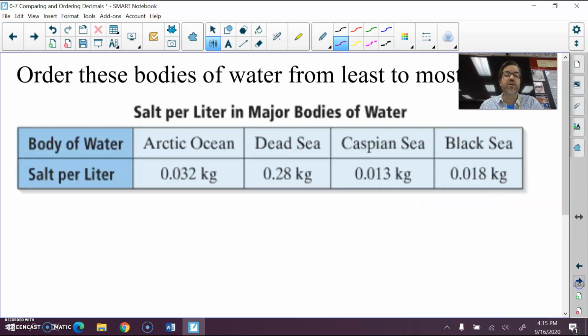Okay? Now, if you want to order several decimals, you can do it again the same way. Let's just go place by place, left to right. In the ones place, they all have 0 in them. So then I go to the right of the decimal point to the tenths place. I have a 0, a 2, a 0, a 0. This 2 here is bigger than all the others. The 0.28, I'm going to put over here.